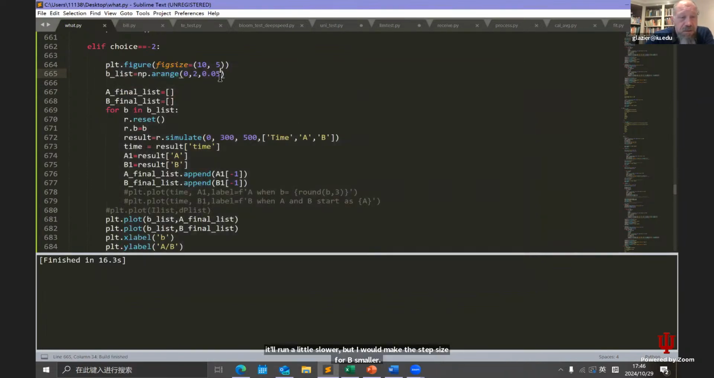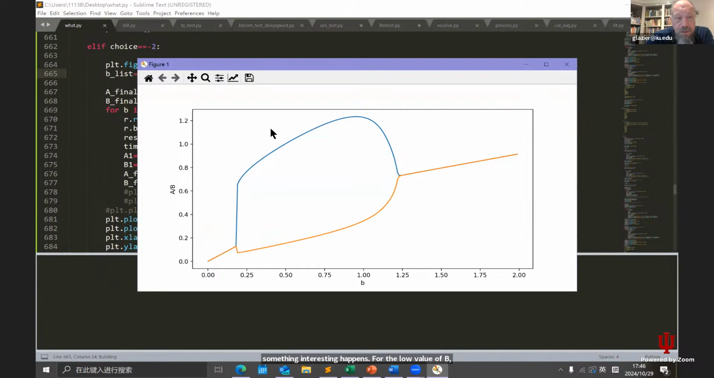For the low value of B, it's a subcritical bifurcation. You see it jumps. You go from the center value. On the high side, it comes back smoothly when it turns off, but when it turns on, it goes boom. And so there really is a jump.